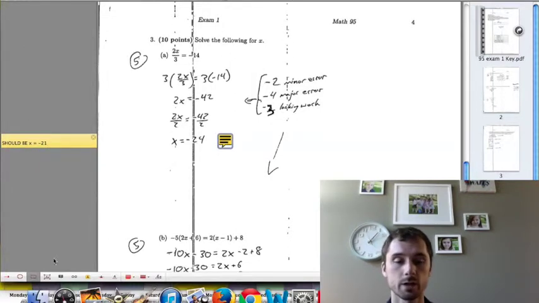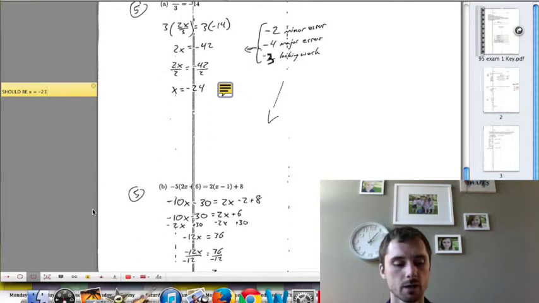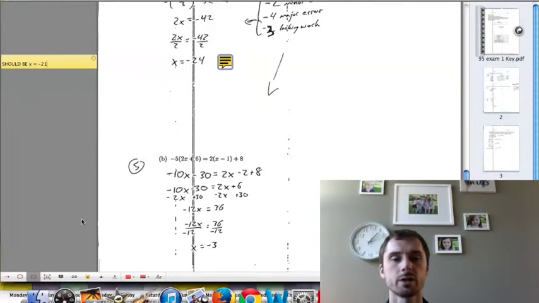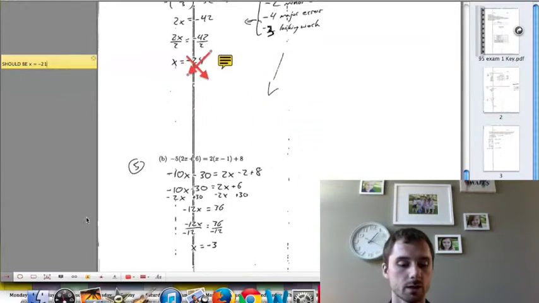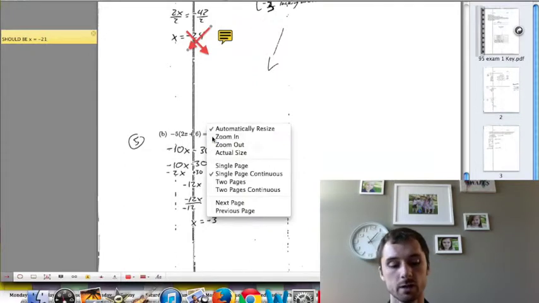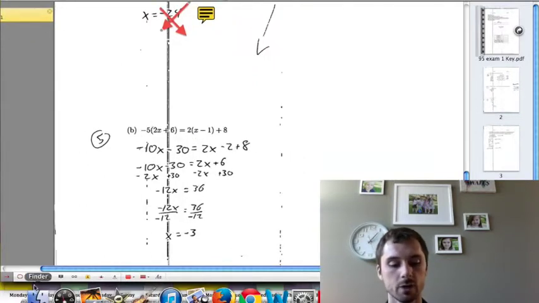So we've got negative 5 times the quantity 2x plus 6 equals 2 times the quantity x minus 1 plus 8. So I'm going to distribute this negative 5 on the left side. So I've got negative 5 times positive 2x, so that's negative 10x. Then I've got the negative 5 times the positive 6, that's negative 30. Now I'm going to distribute on the right side. The 2 times the x, 2x, and 2 times negative 1, negative 2. So now I have 2x minus 2 plus 8. I still have that plus 8 left over.